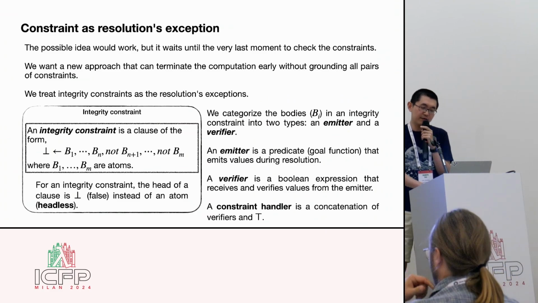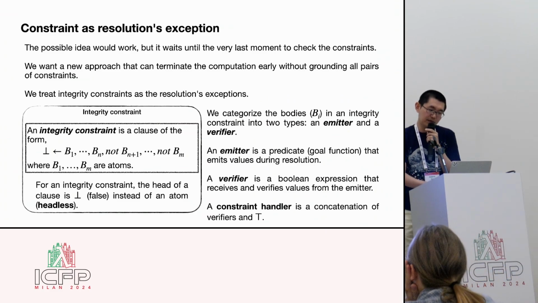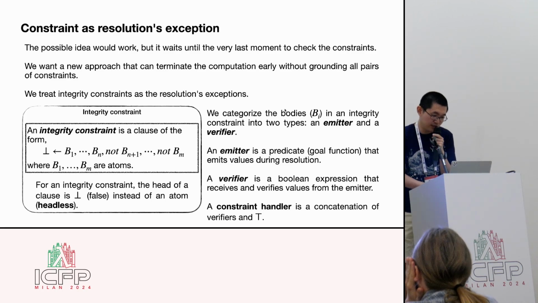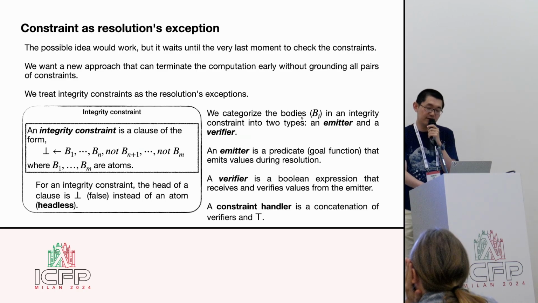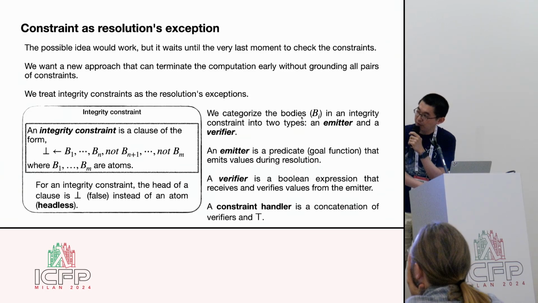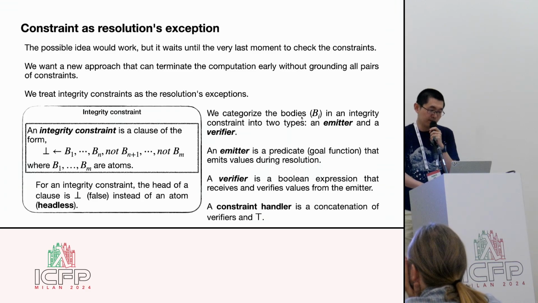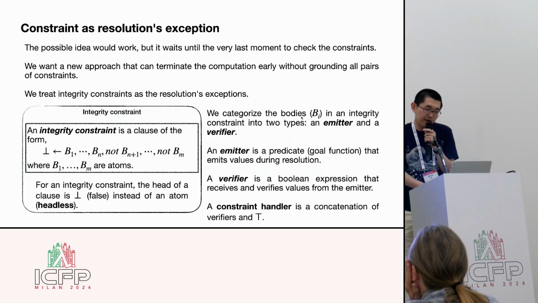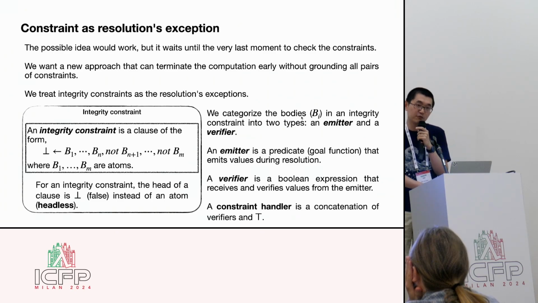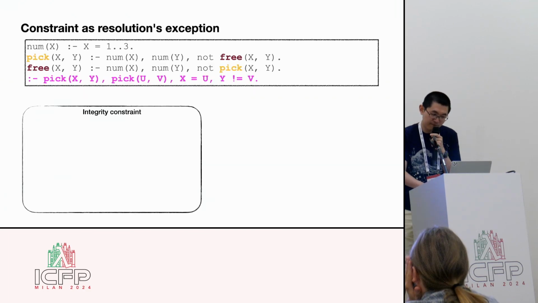We categorize the body, the BI we saw in this definition, as two parts. One is the emitter and the other is the verifiers. All the verifiers we can combine together as the constraint handler. So once the constraint handler evaluates to true, it means the constraint is violated, and we need to terminate the resolution. This is one of the examples we showed previously.